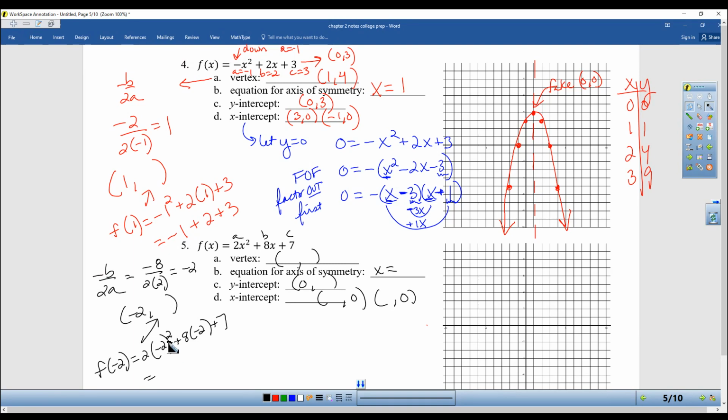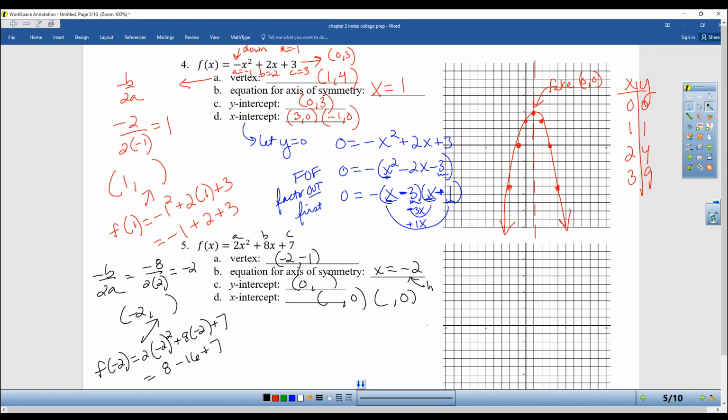Negative 2 squared is 4, times 2 is 8, minus 16, plus 7 is negative 1. So the vertex is negative 2, negative 1. Now I'm going to do the graphing last this time. I'm going to show you can get all these pieces without graphing. This is always going to be h, so the axis of symmetry is x equals negative 2. Didn't graph anything. I can see it just from the h.